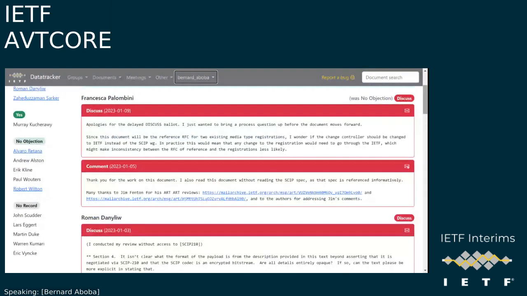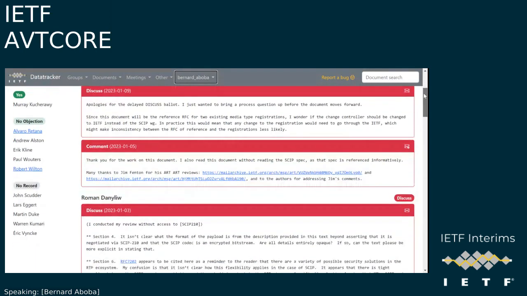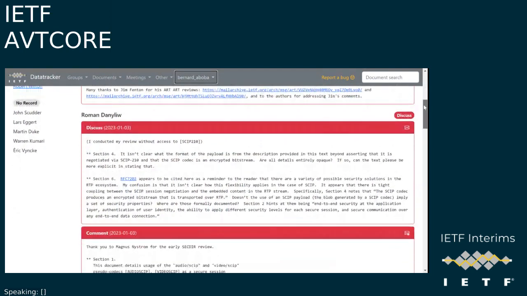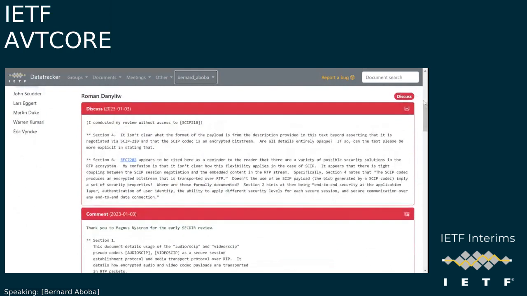So we have Francesca. That's the change controller one, and I think you've got a reasonable path forward on that one. And then Roman says he didn't read SKIP 210, so he's looking for the format, right? He's asking, are the details entirely opaque? So Dan, once you've exchanged the keys, it is entirely opaque. Is that correct?